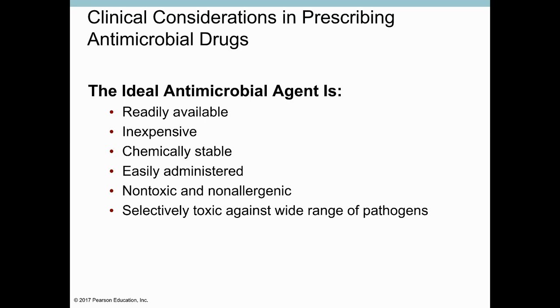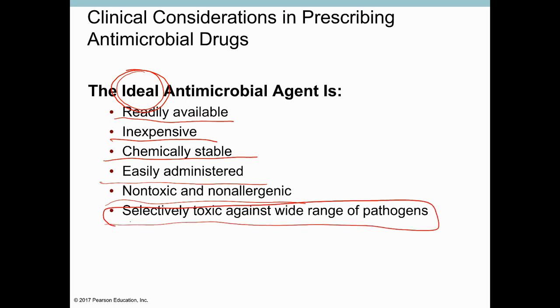So I was mentioning what the ideal drug would be: something that's readily available, inexpensive. We know sometimes that's not the case. Chemically stable, so it can stay on the shelf or in a refrigerator, for example. Easily administered, non-toxic, non-allergenic, and then has a good selective toxicity against a wide range of pathogens. But as I mentioned in another chapter, in a perfect world we might be able to have all of these characteristics, but often we have to make some compromises based on what drugs we have discovered. So we are a little bit limited. We don't always have the ideal drug available to us.